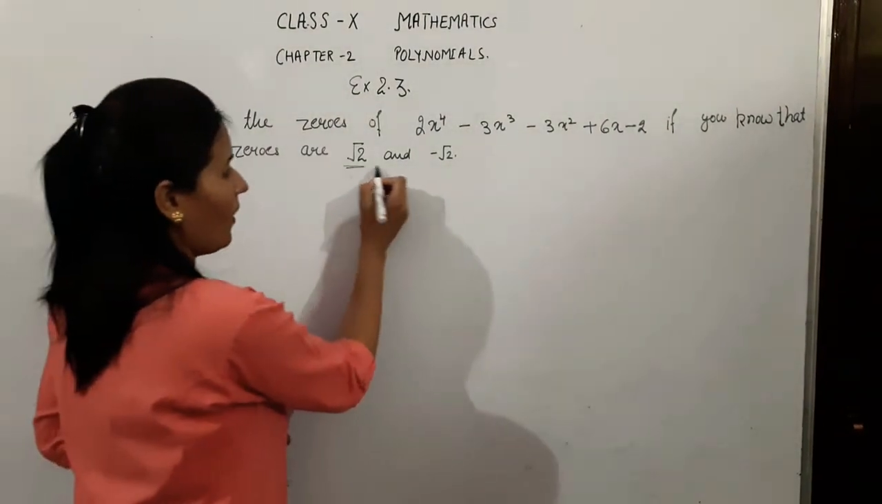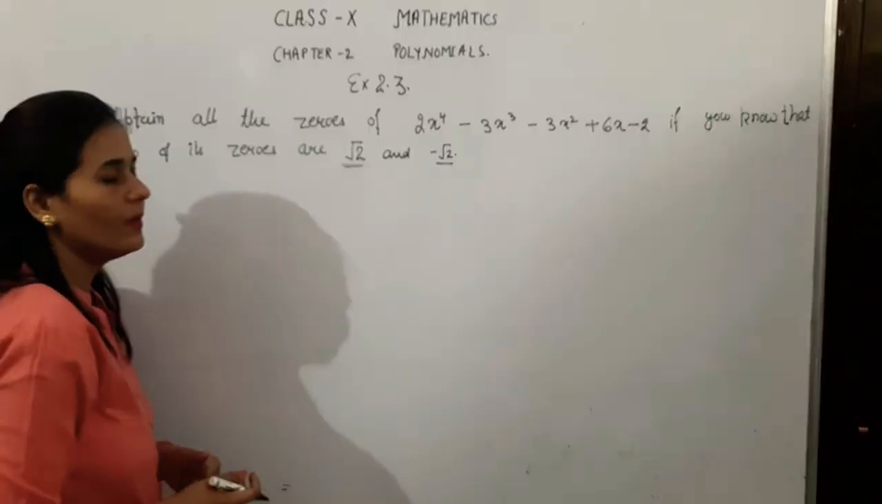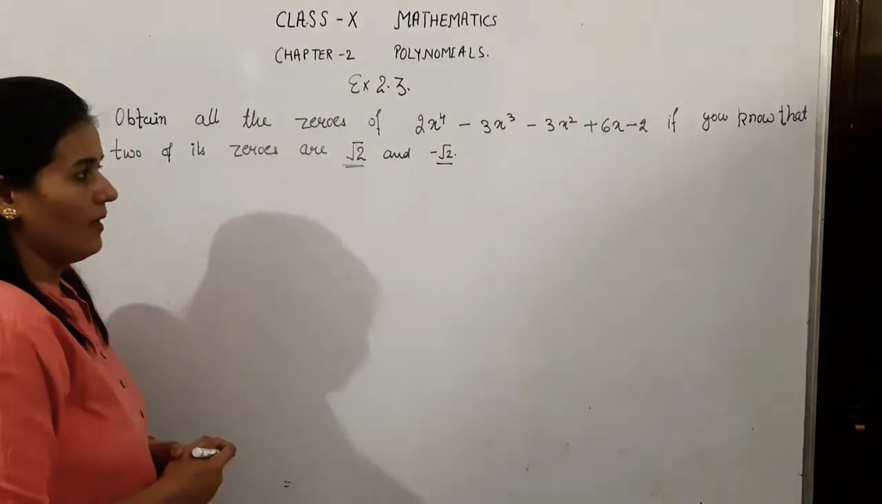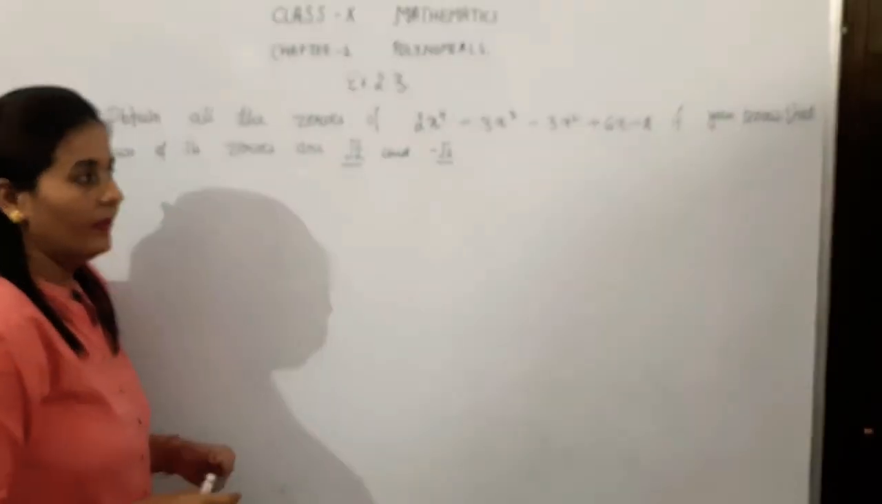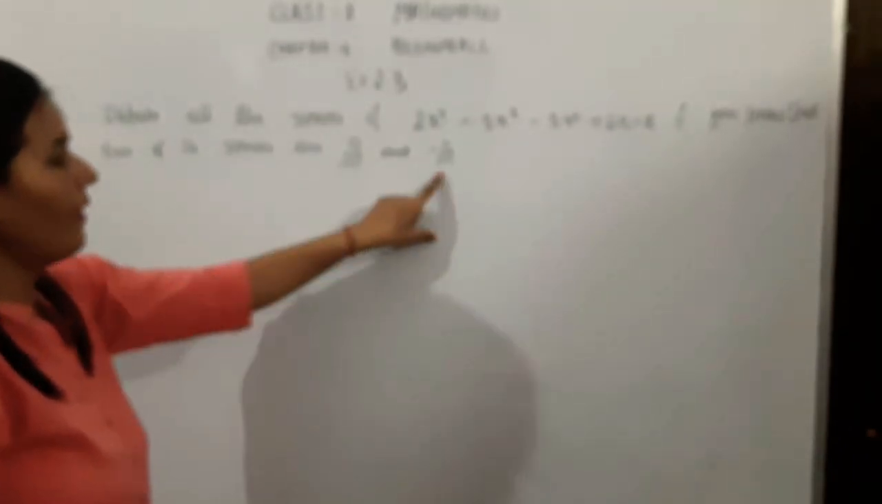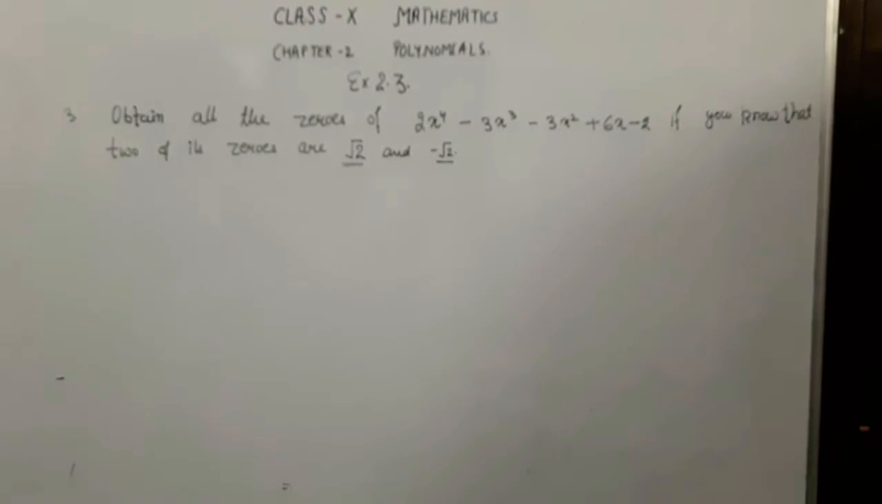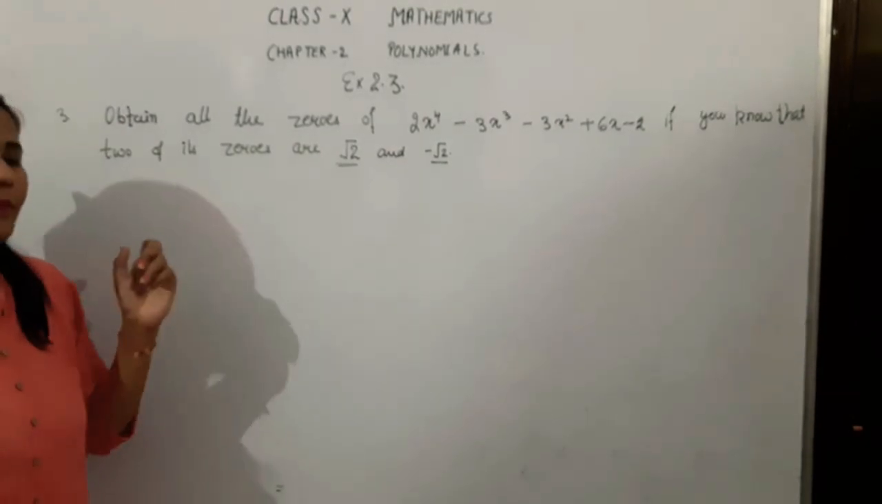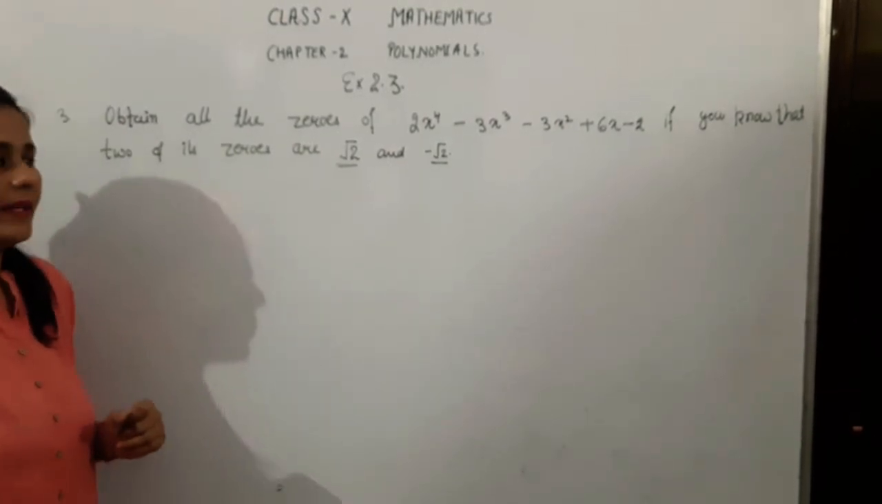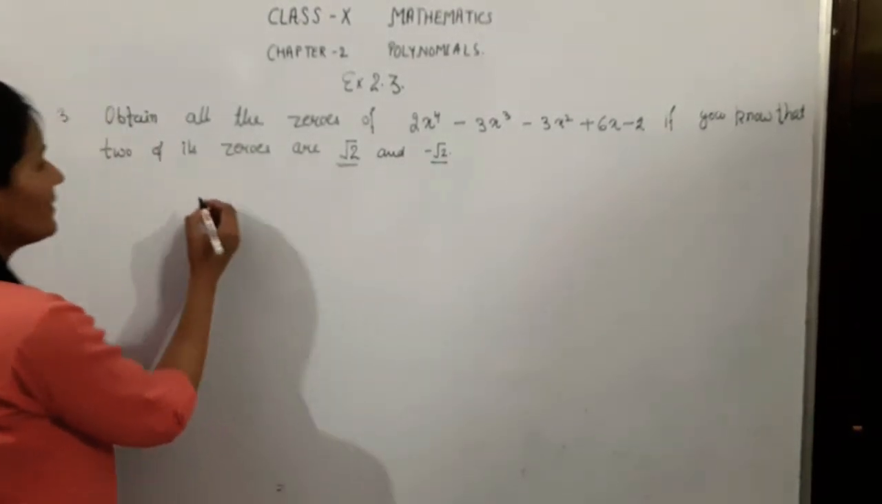2 zeros are already given. Remaining zeros you need to find out. 4 zeros will be there, 4 values of x will be there, right? So here we need to find the other 2 zeros. Here I am recalling the factor theorem first of all. Factor theorem, what does it say?